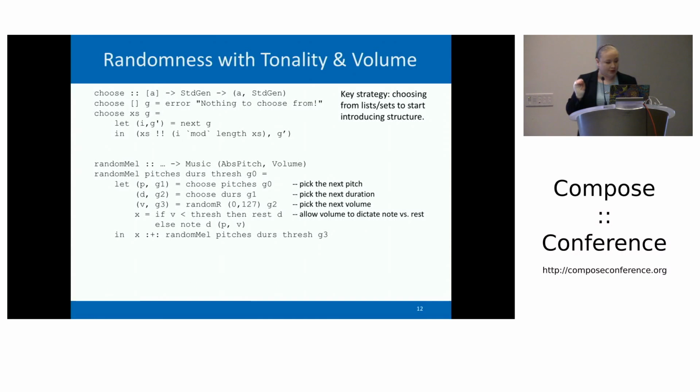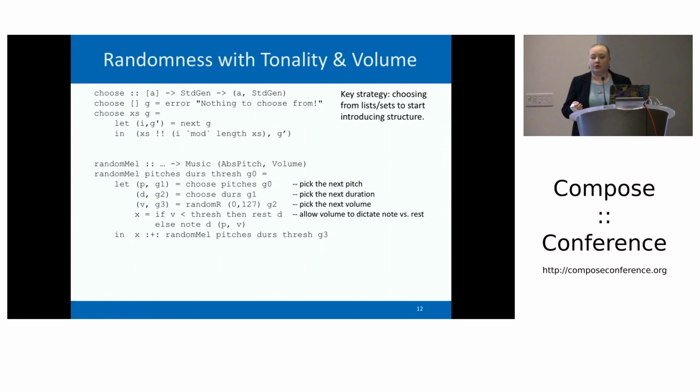Now, if we want to actually start modeling good decisions in music, a very critical element of that is choosing from lists or sets of options. We don't want to just choose uniformly at random from all the pitches we have available. We don't want completely random durations. They're typically finite collections of things from which it's good to choose at a given point in time. So we have a little choose function here that does just that. We take a list of things and a random generator, and we'll pick one of them and return a new generator.